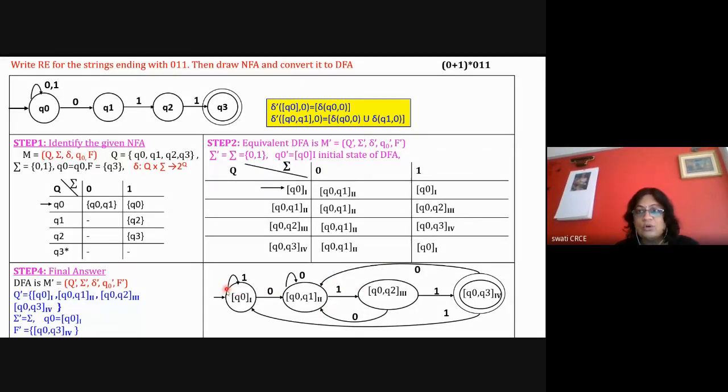So with 0 or 1, with minimum length string it is going to the final state, 0 1 1. Before that, if 1 is there, it is here: 1 0 1 1, 1 0 0 1 1, it will go to the final state.